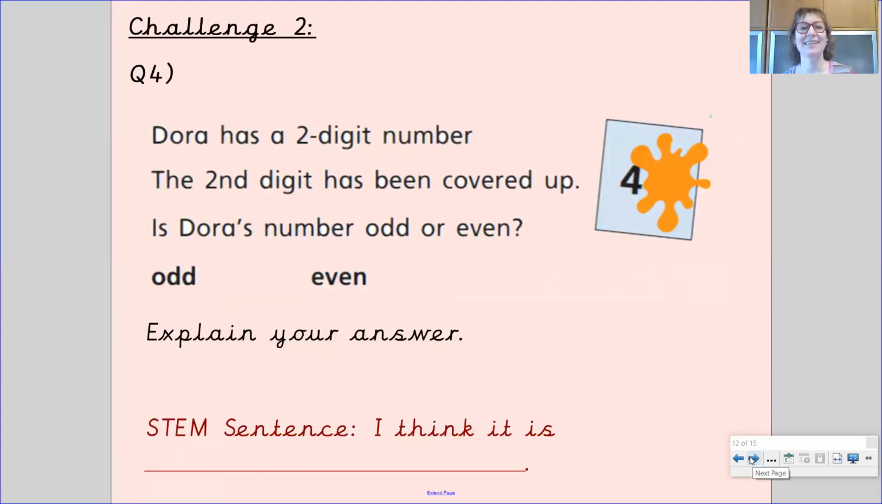And the next question, this time you've got a 2-digit number and the second number's been covered up, and is Dora's number odd or even? And you should have the I can't tell. What did it say on the last one? You cannot tell. So you should have a you cannot tell there. There you go, you cannot tell. So is it odd, even, or you cannot tell? And explain your answer. And just say, I think it is odd, even, or I can't tell.